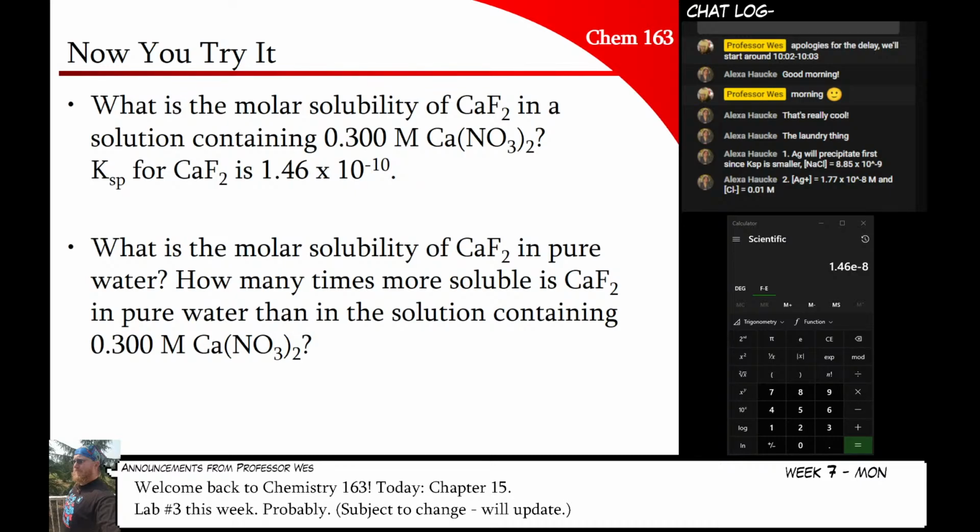We've actually already done the second question here. What is the molar solubility of calcium fluoride in pure water? Well, that's just this number, because we did calcium fluoride, right? Yeah, so we've already done this problem. I can't write on that screen. I need to go over here. 3 point.